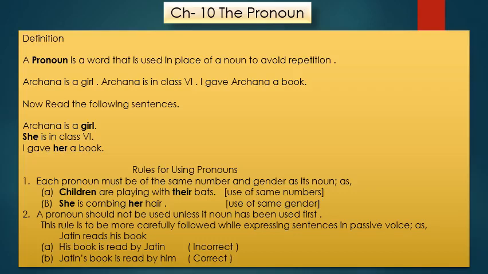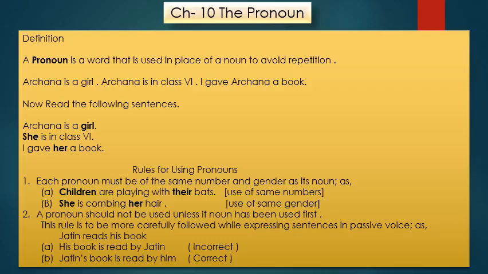Now read the following sentences. Archana is a girl. She's in class 6. I gave her a book. All these sentences are about Archana. The noun Archana has been used in the first sentence only. In other sentences, the words she and her have been used in place of Archana. They have been used to avoid repetition of the noun Archana.